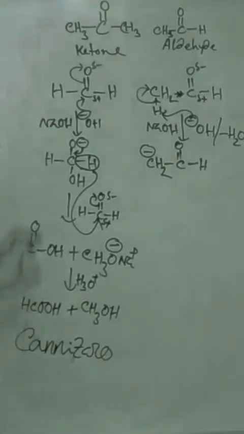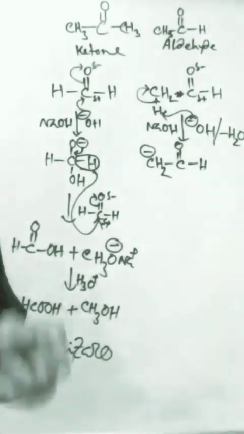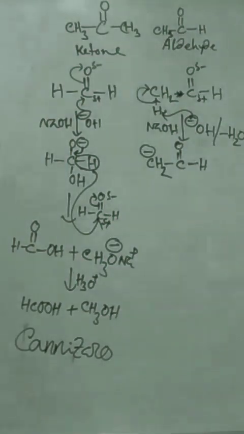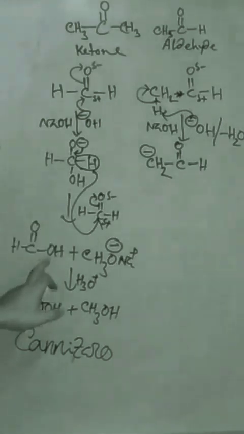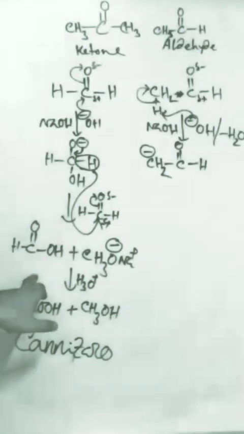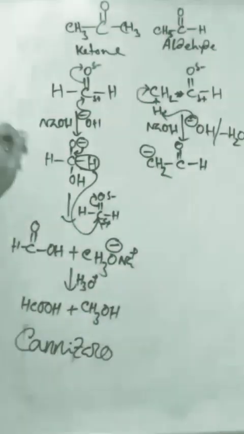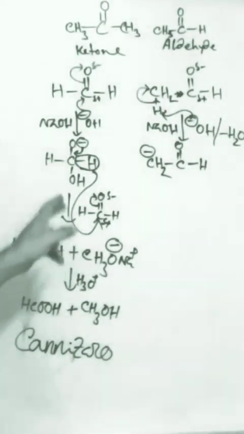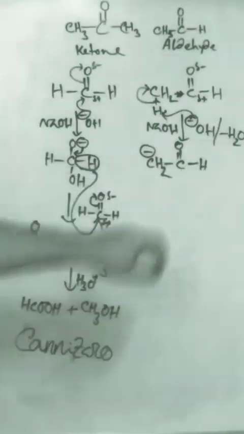In the Cannizzaro reaction, when an aldehyde is oxidized, it forms an acid, and when an aldehyde is reduced, it forms an alcohol. So here we can see that the aldehyde forms both acid and alcohol. That is, the aldehyde becomes oxidized and reduced simultaneously. So we can call this a disproportionation reaction, where the same molecule is getting oxidized and reduced. Now what happens with this?